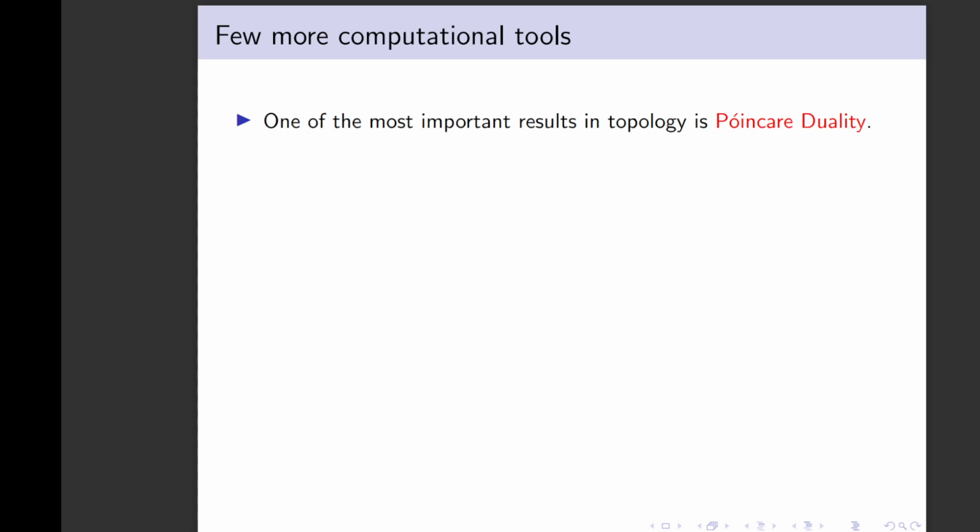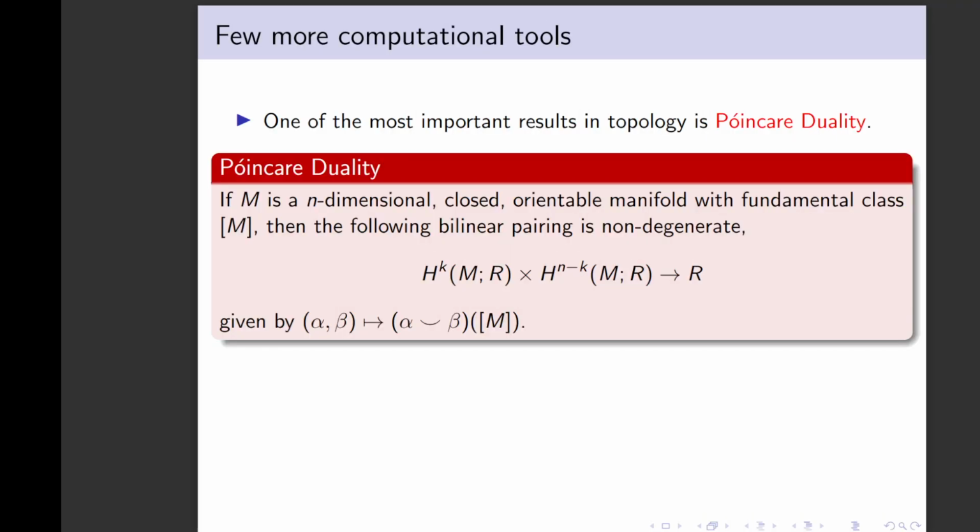So now I will present a form of Poincare duality. This is not exactly the Poincare duality that you have seen. Basically, what it says is, if M is an n-dimensional closed orientable manifold with a fundamental class, just for this moment, the fundamental class is a generator of Hn of M, this is homology Hn of M.